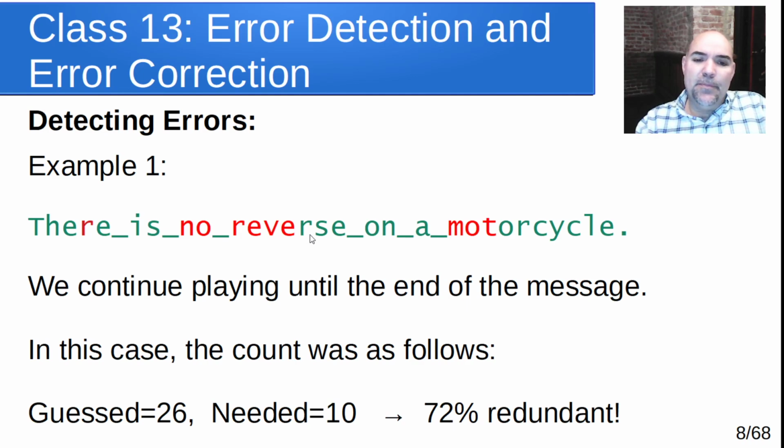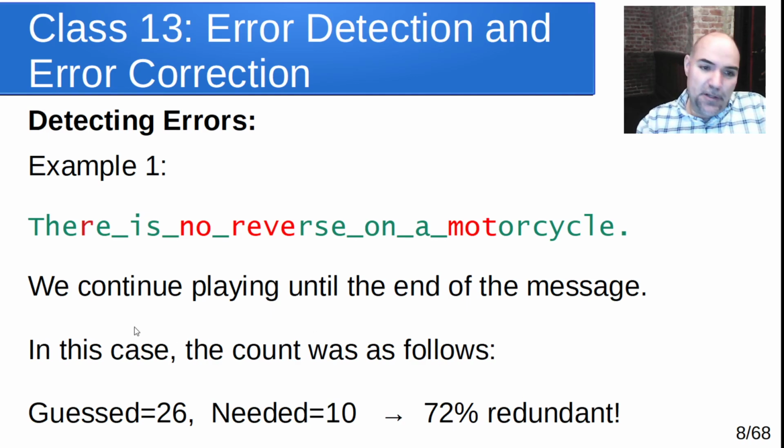And I had to give them the rest of this, but reverse, space, on, space, A, space, and then M-O-T you had to be given, but then after you have M-O-T, it's probably motorcycle, and they write out the rest of it. And then it says, we know that there's one character left, probably a period, could be an exclamation mark, could be a question mark. But notice that 72% redundant for this example.